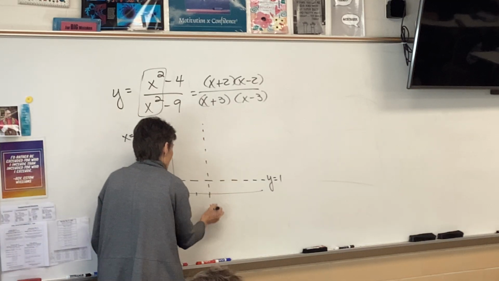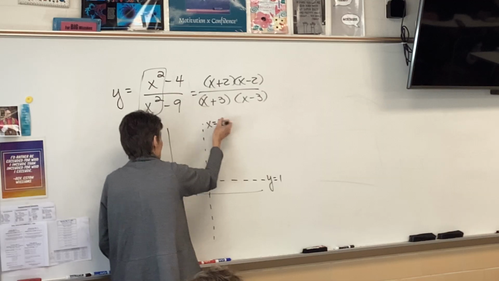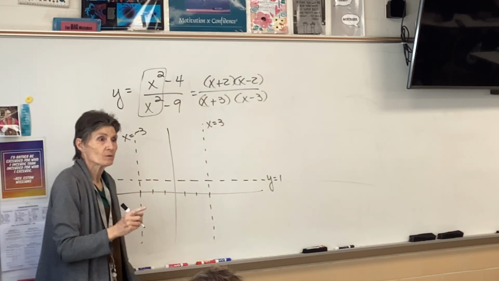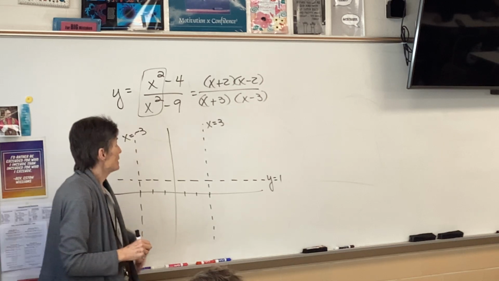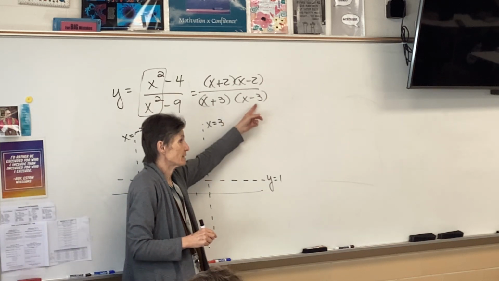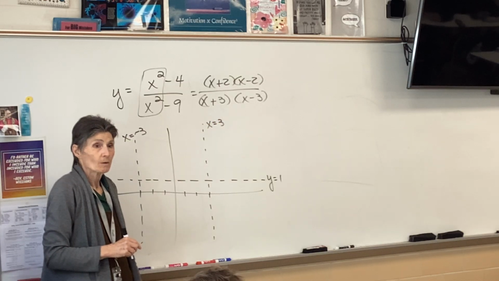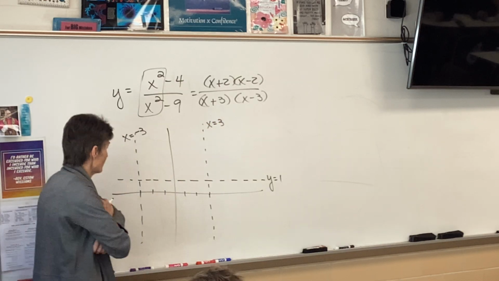So vertical asymptotes come from your denominator, because you know the denominator can't be 0. If you stuck a 3 in here, you get a 0 down there, and that's not good. You can't have that. Okay? Perfect. All right, anything else?